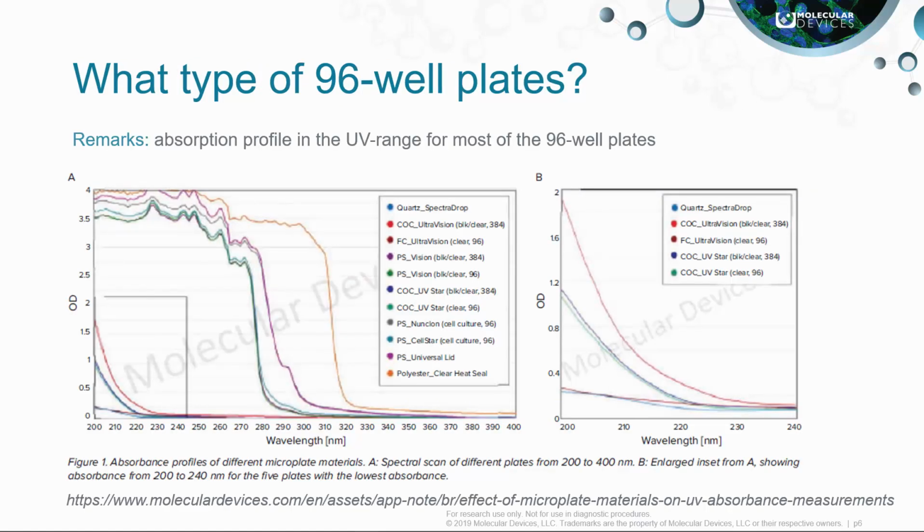When it comes to measuring DNA, the type of plate used has an enormous effect. As you can observe in the first figure, the absorbance profile from different microplates varies, and some of them have a high absorbance in the UV range, around 260 nanometer, where nucleic acids also absorb. Therefore, a UV-compatible plate must be selected in order to assure reliable data.